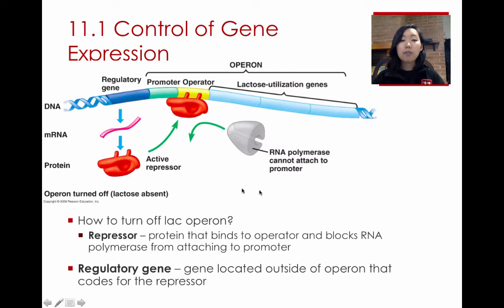So to turn it off, there's actually something called a repressor. And this is a protein that binds to the operator. And when that protein binds to the operator, it blocks the RNA polymerase from attaching to the promoter, which means that there can be no transcription. And so this repressor, this protein that binds to the operator, it is created by the regulatory gene. And that's just a gene outside of this operon somewhere in the DNA that codes for the repressor.